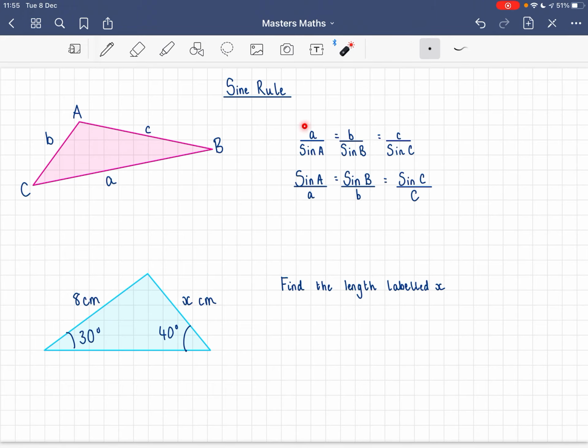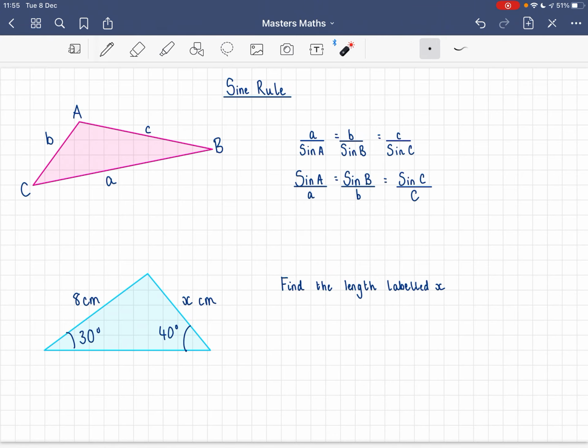Okay, so this is our general form of sine rule, and it says that if we take side A and divide it by sine of the angle A, and we do that for each side angle pair, then we would get the same answer. They are all within the same ratio. So for each side angle pair, if we divide the side by sin of the angle, we get the same answer as for the other side angle pairs. All three of those ratios give you the same answer.